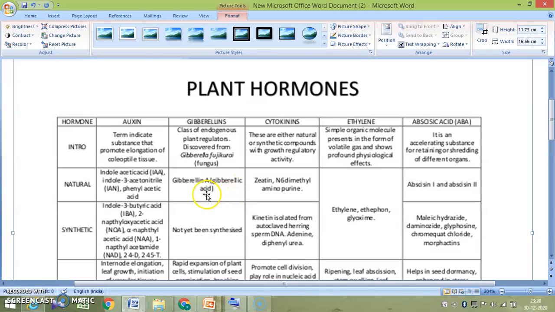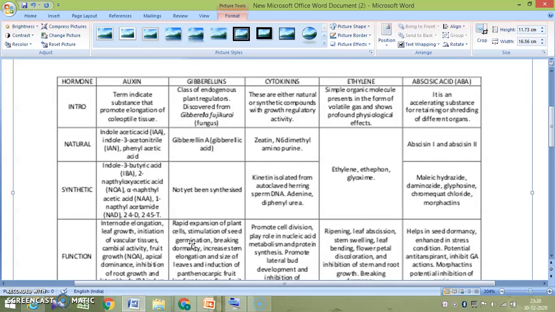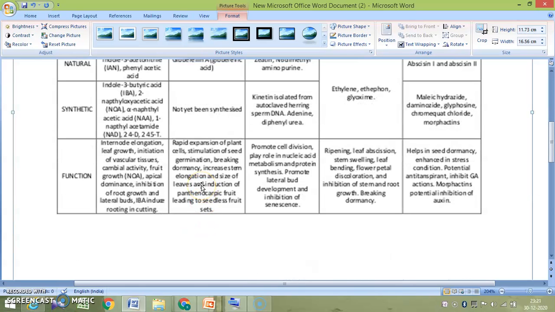Clear? Then next one, gibberellin is a class of endogenous plant regulators. There are different categories, A and C. Functions: rapid elongation of plant cells, stimulation of seed germination, then breaking of dormancy, increased stem elongation and size of leaves, and the induction of parthenocarpic fruit leading to seedless fruit sets. You might eat seedless grapes, isn't it? These types of seedless fruits are termed parthenocarpic fruits.